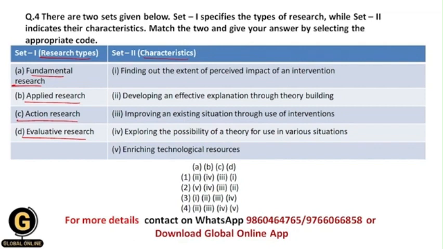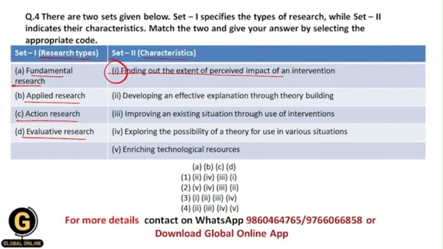Finding out the extent of perceived impact of an intervention. Okay, it means that whenever you get the effects of your research, then how the causes are causing that much amount of effect. So whenever there is increase in cause, then how much effect it will be having, or whenever you decrease the cause, then how much effect you will be having. So this is the meaning of this first statement.